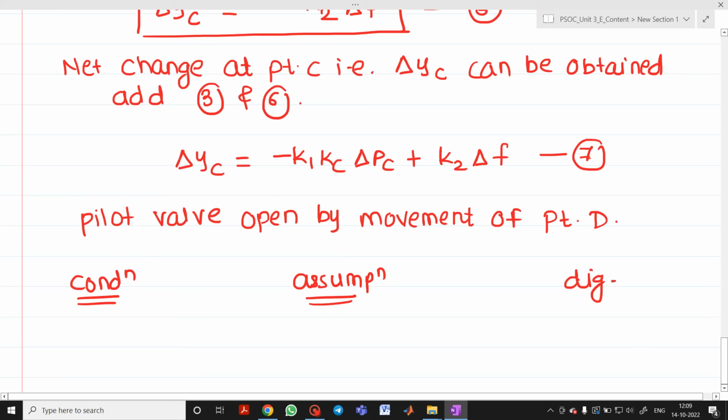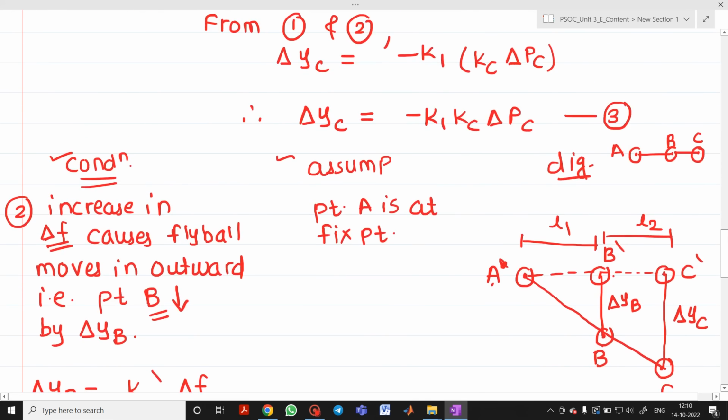So what is our next condition? Now if you see here, whatever the change in the position of point D will be, it will be delta YD. Either it will move in the upward or downward direction. We know from the linkage mechanism, if you see, there will be C, D and E. In the first two cases, we have taken ABC as a linkage mechanism. Now here we will be taking CDE, because here we are talking about a pilot valve.